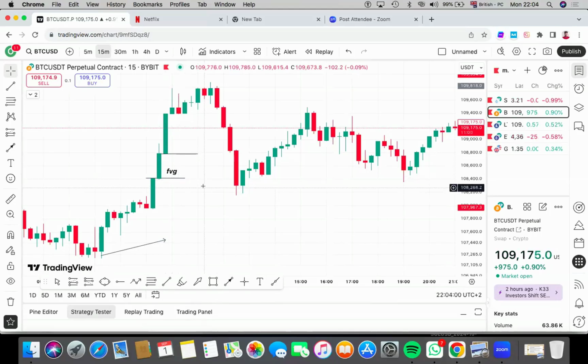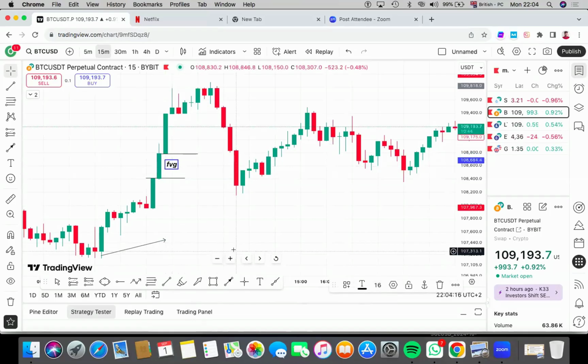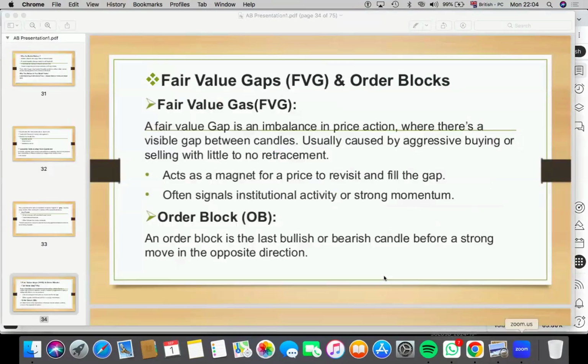So now, you are able to spot where your institutional candle is. The institutional candle right now is this one. Now here is this fair value gap, this inefficiency in price. The next thing for us to spot would be our order block. So let's go back to the slide and read the meaning of order block.